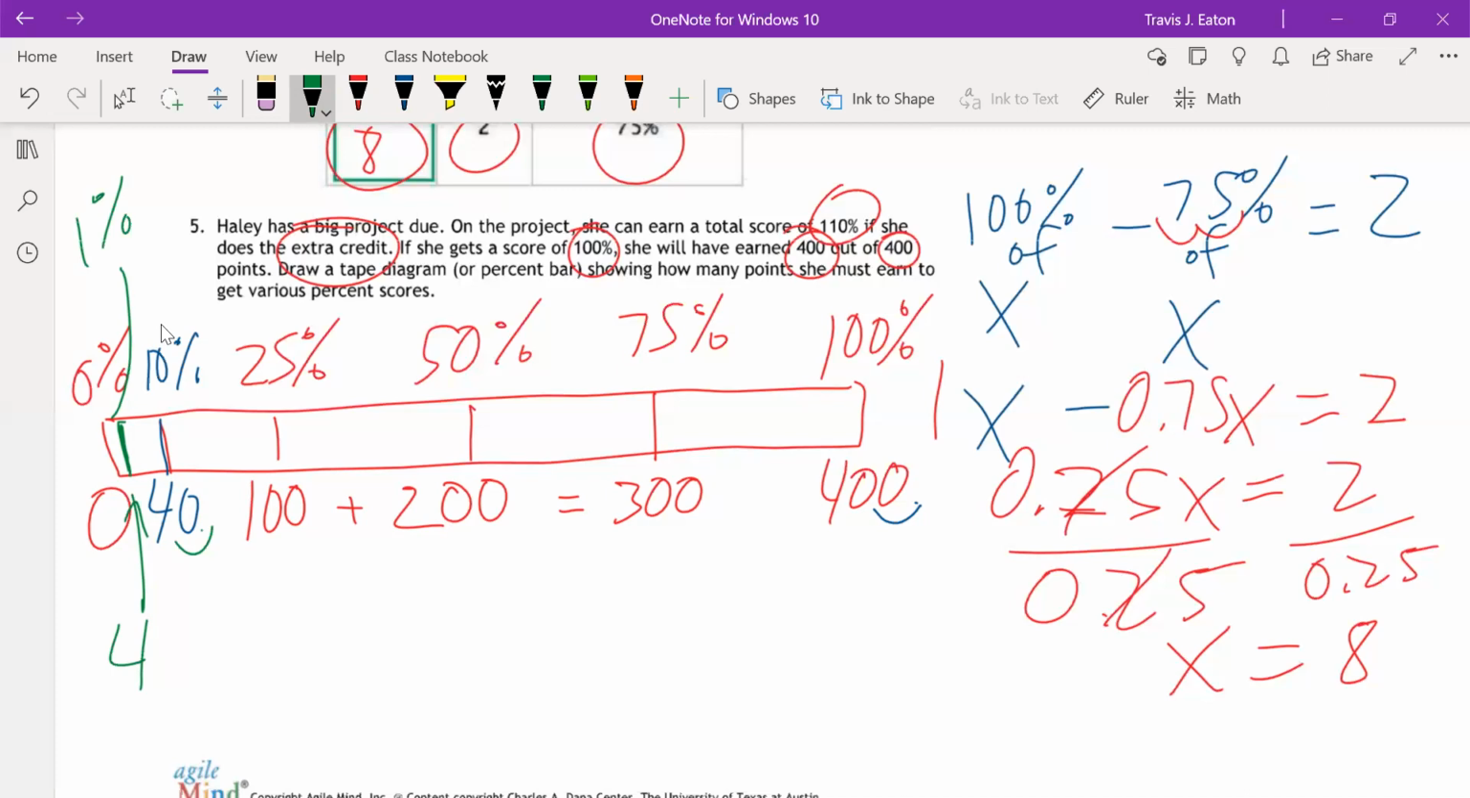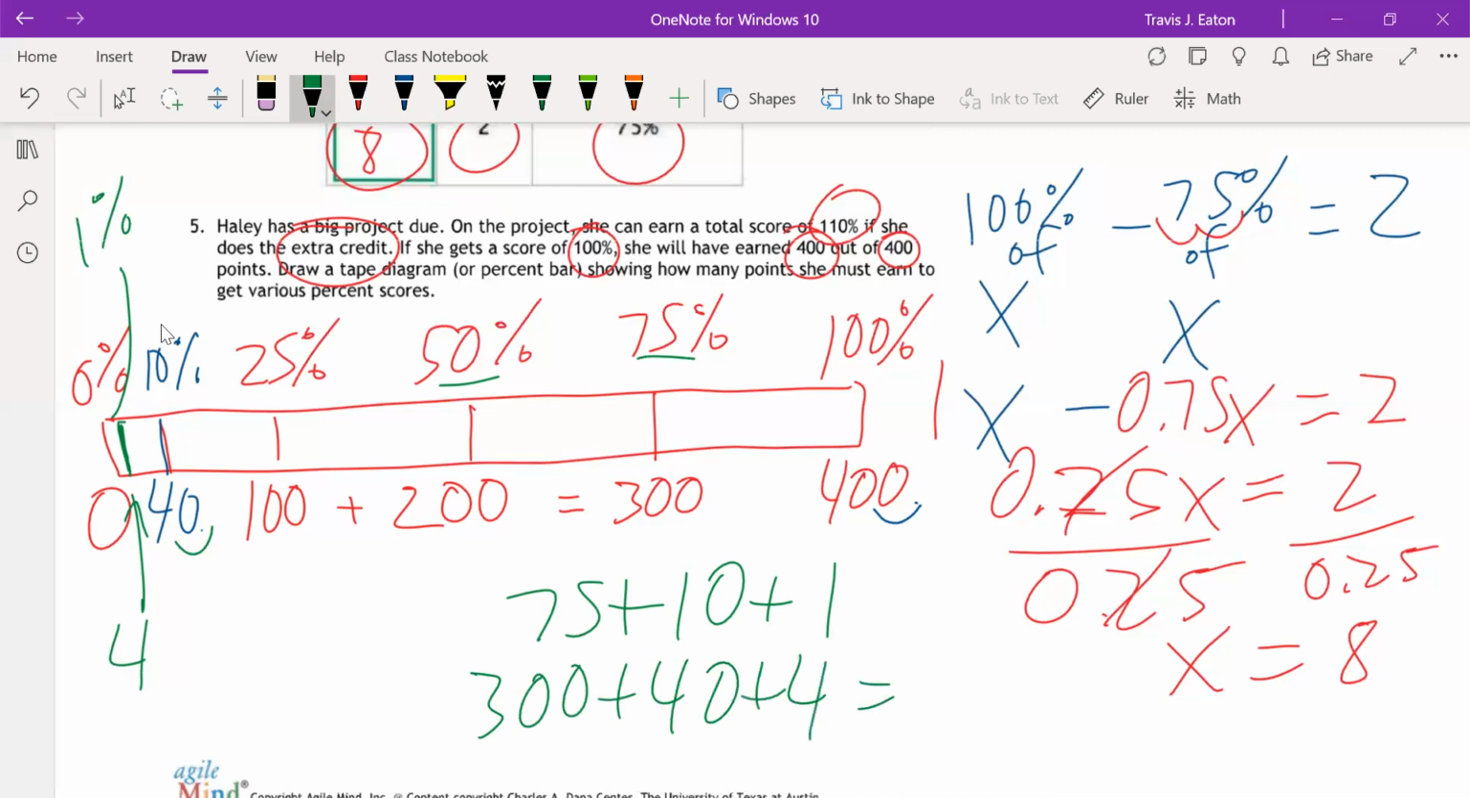Now, because we know what 10 and 1 are, we can add any combination of those to any one of these other ones to find out, let's say, how much would 86%? Well, 86% would be 75 plus 10 plus 1, right? So that would be 300 plus 40 plus 4, 344. So 344 would be 86% because we can add all of those. That's the really cool part about this. If you can find those benchmark percents, you can find any one of those.